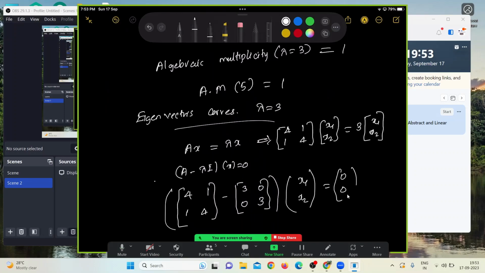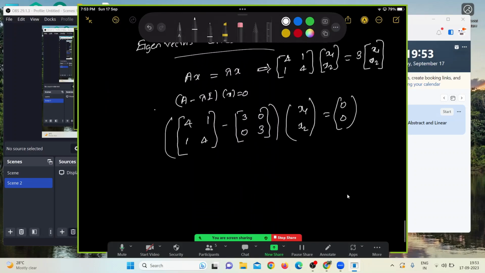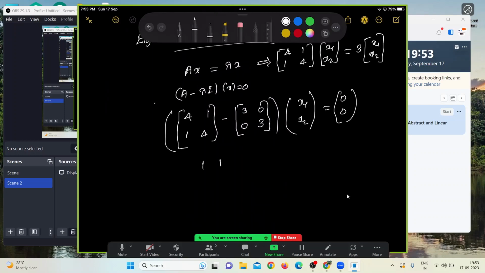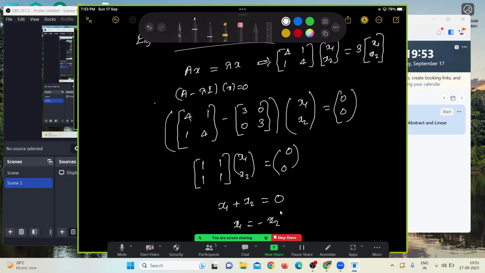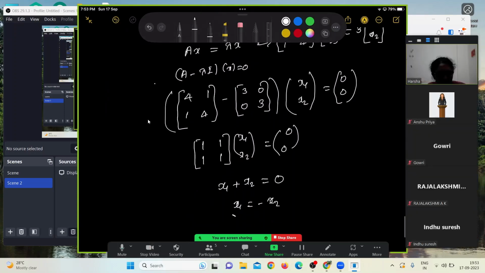Now here we will get 1 1 1 1 into x1 x2 equal to 0 0. So this is actually x1 plus x2 equal to 0, or x1 equal to minus x2. You can see this is actually a vector space, like the line y equal to minus x.